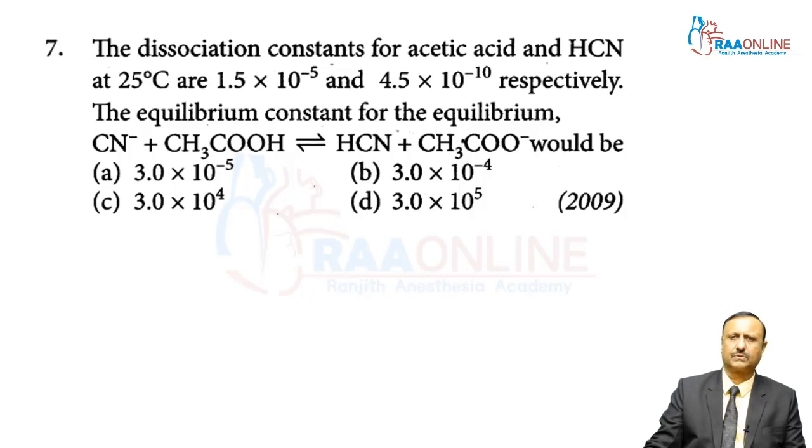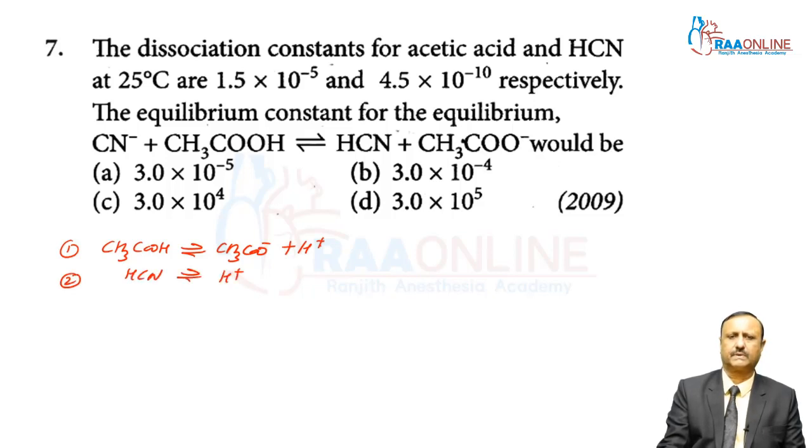Here we can see the dissociation constants for acetic acid and HCN are given. The equilibrium constant for the equilibrium would be? My dear students, first of all, write the reactions. For acetic acid, CH3COOH gives acetate ions and H plus ions. For HCN, you get H plus ions plus CN minus ions. Here you get 1.5 into 10 to the minus 5, and here 4.5 into 10 to the minus 10.